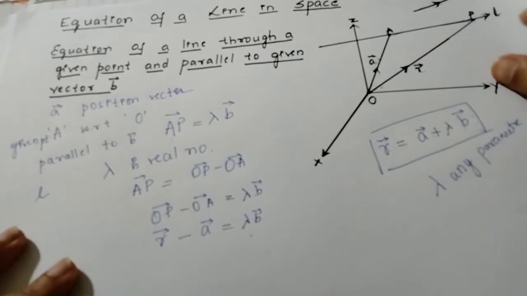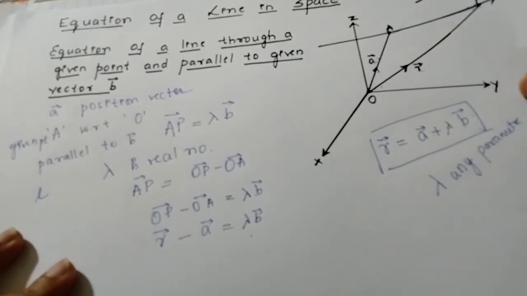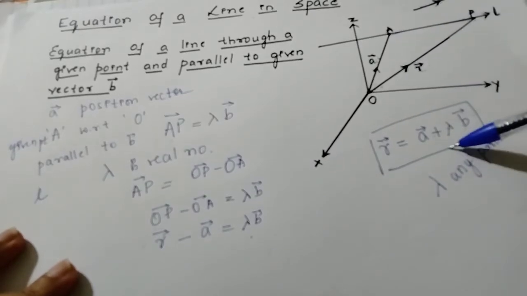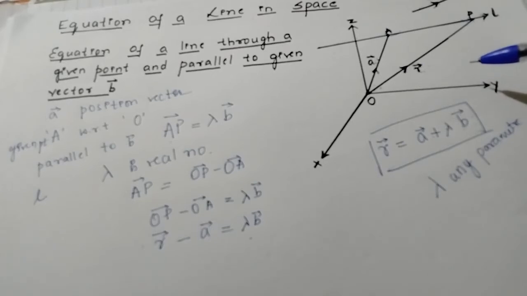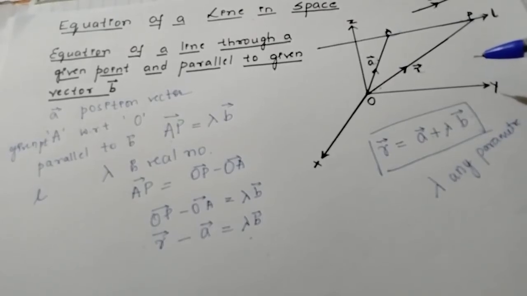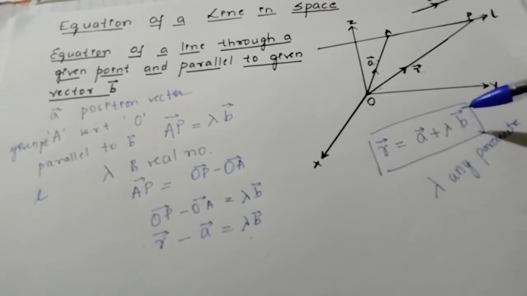Next, I have to derive this equation in Cartesian form from vector form. This is in which form? Vector form. I have to derive it in Cartesian form. Cartesian coordinates are x, y if it is with respect to a plane. If it is with respect to space, x, y, z. To derive it in Cartesian form, you have to eliminate the parameter lambda. So by eliminating lambda, we derive the vector form into Cartesian form.